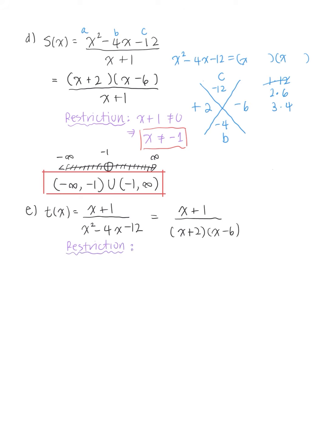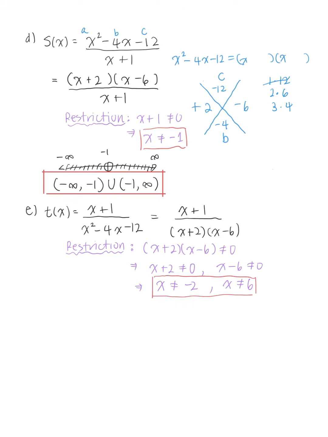is that the bottom cannot be 0, which is x plus 2 times x minus 6 cannot be 0. Which means that x plus 2 cannot be 0, or x minus 6 cannot be 0, which turns out to be x cannot be negative 2, or x cannot be 6. So those are the restrictions now.